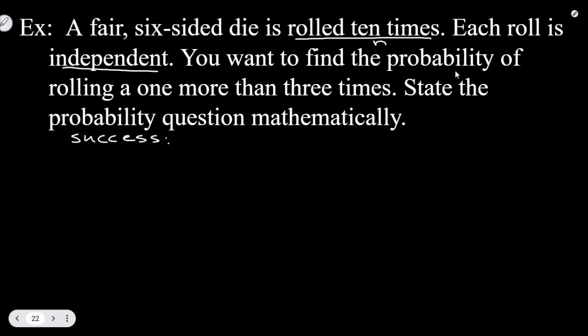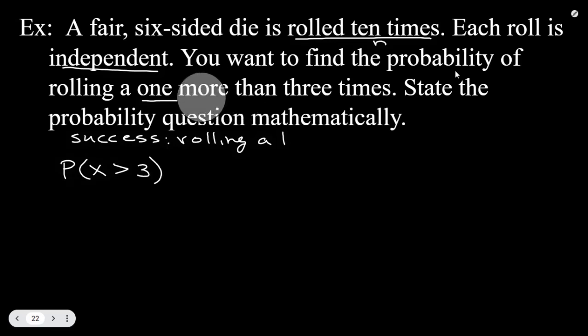We want to find the probability of rolling a 1. So rolling a 1 is our success. Now we want to find the probability of doing that more than 3 times. So the way we define that one is probability of x being greater than 3. So I need to be careful. The success is just the 1, then the part that we're looking for here is we want to find the probability that x is going to be greater than 3.